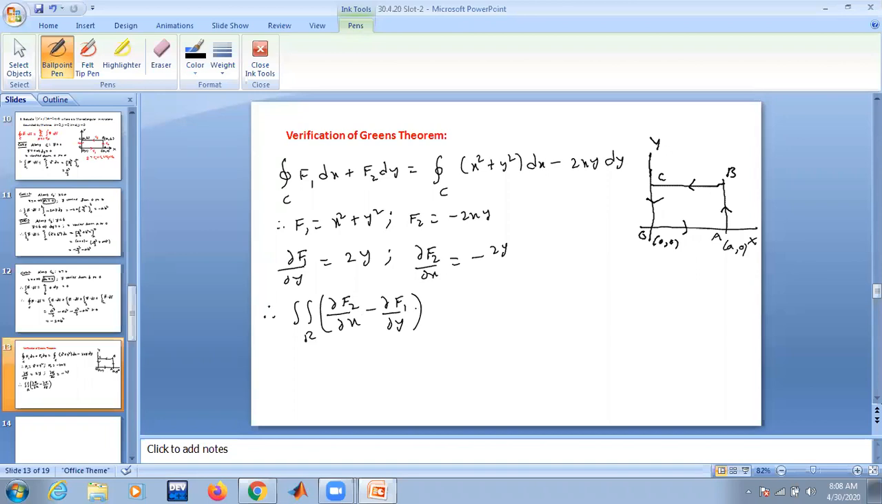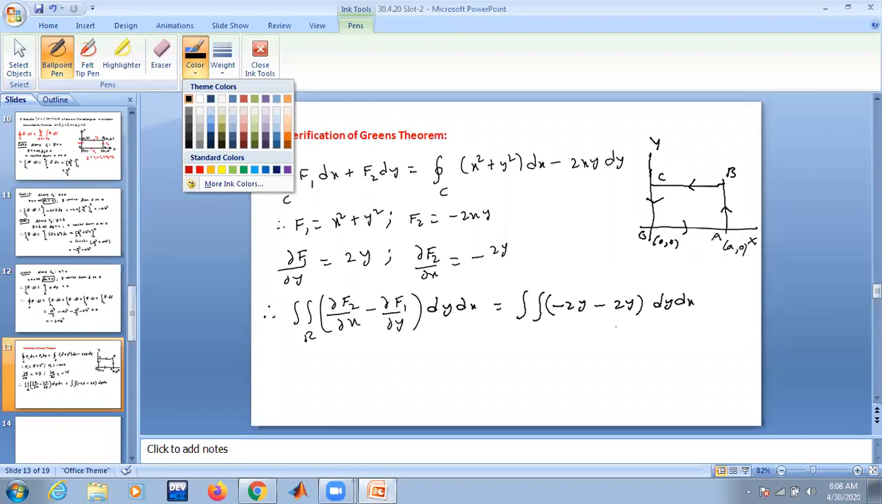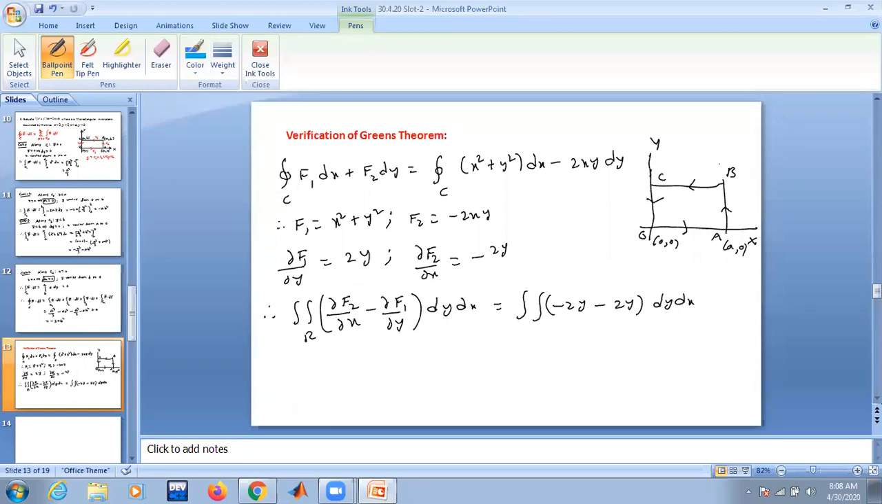So dou f2 by dou x minus dou f1 by dou y, dA. Okay. Now I want to write dy dx form. Dou f2 by dou x is minus 2y, minus dou f1 by dou y is 2y. If I want to write dy dx order, I have to draw a line parallel to the y-axis for y limits. Now you can see it is a rectangular region.